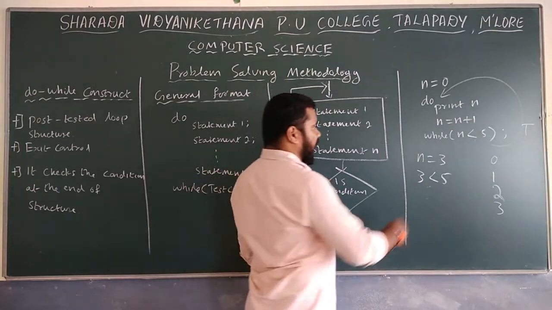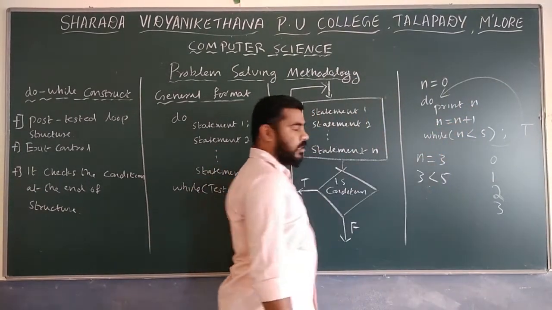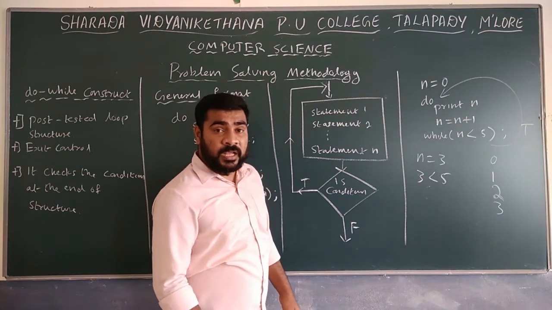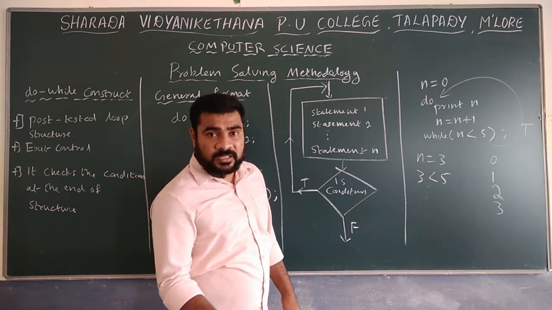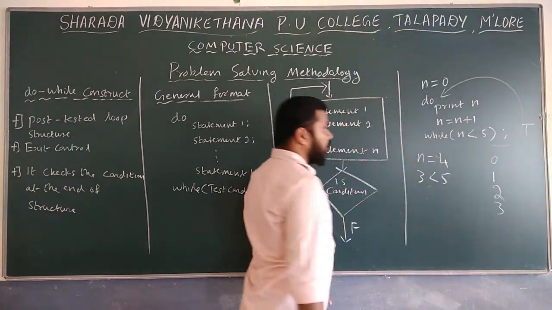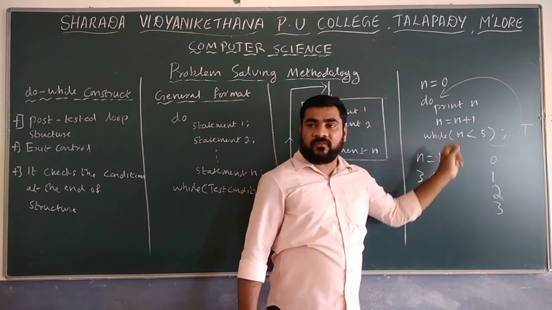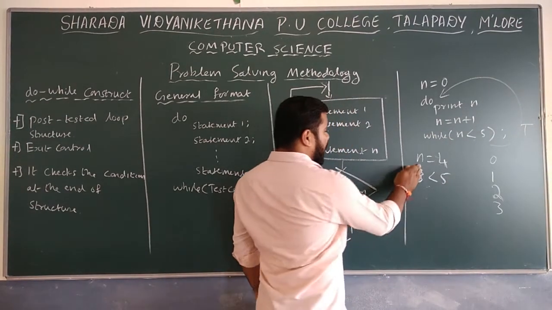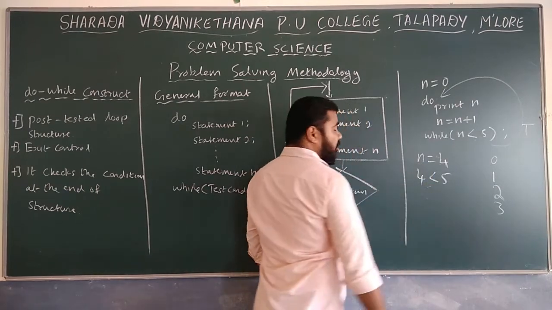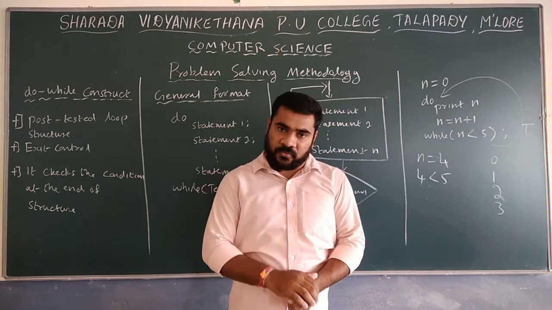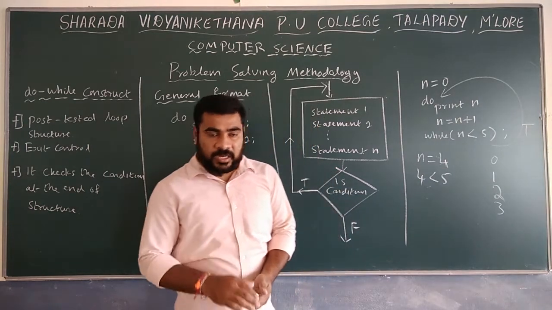After that, next is n is equal to n plus 1. What is the value of n? n is 3, and 3 plus 1 is 4. So the value of n is changed to 4. After this statement, once again we check the condition: 4 is less than 5. n is 4 now, so n less than 5, and the condition is true.